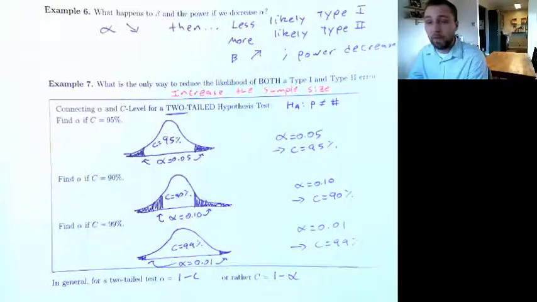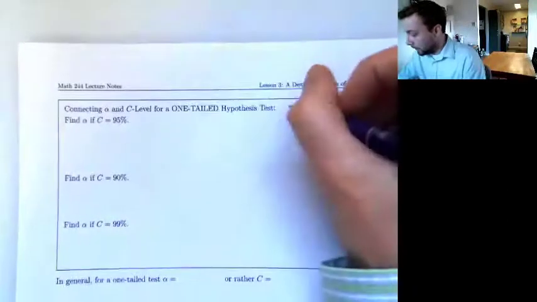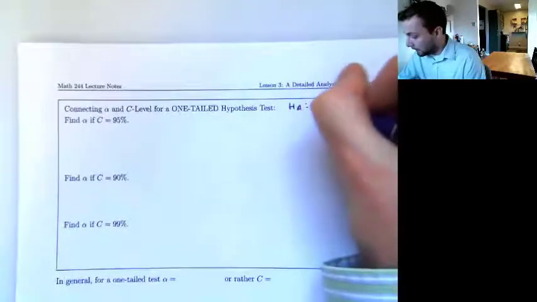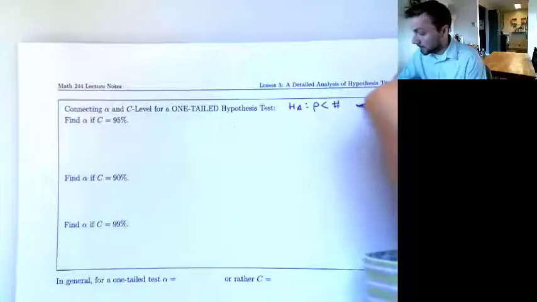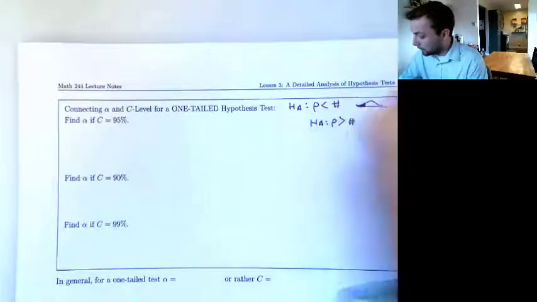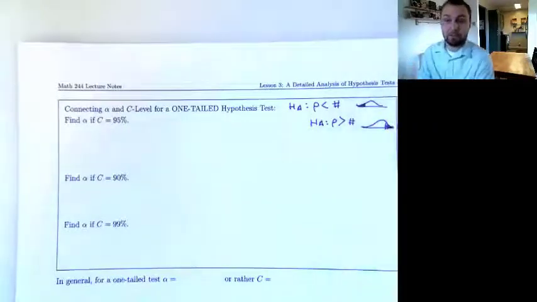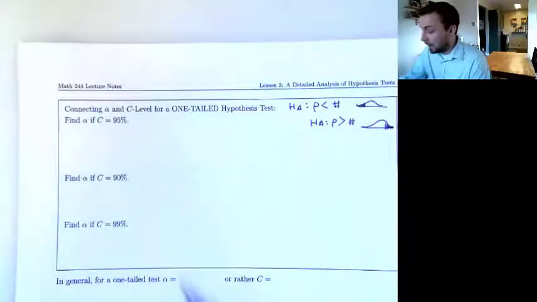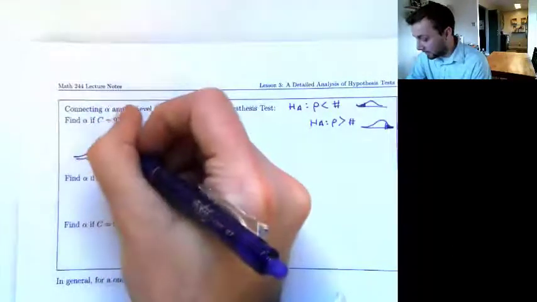Let's consider now a one-tailed test. In a one-tailed test, my alternative hypothesis is either going to be less than a number. This will cause me to have just the left tail shaded in. Or I have greater than a number. This will cause my right tail to get shaded in. Now, when I'm drawing these pictures, I'm still going to start with C in the center.